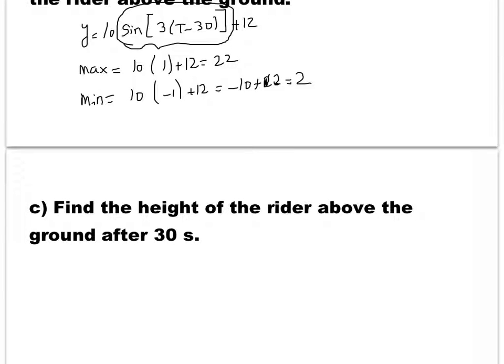The next part of the question says, find the height of the rider above the ground after 30 seconds. So we are going to substitute t equal to 30 in the equation, so it becomes y equal to 10 sin(3 times (30 minus 30)) plus 12. 30 minus 30 is 0. 0 times 3 is 0. Sine 0 is 0. 10 times 0 is 0, so the answer is 12 meters.